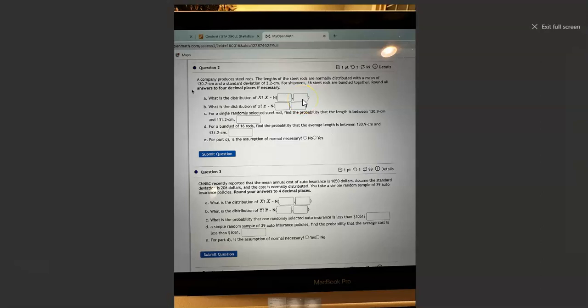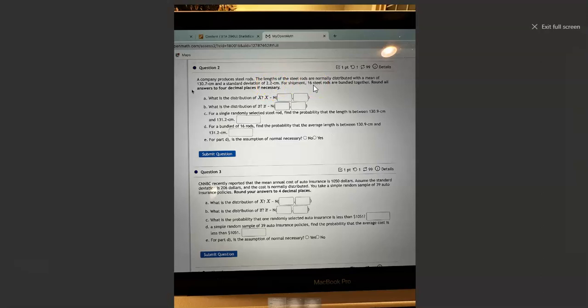B, however, is a little bit different because it's asking for the distribution of x bar, of the sample mean. And for that, our mean remains the same. It remains 130.7. We put that there. But our standard deviation is going to be this 2.2 over the square root of the sample size. So 2.2 over the square root of 16. And of course, that's really 2.2 over 4.